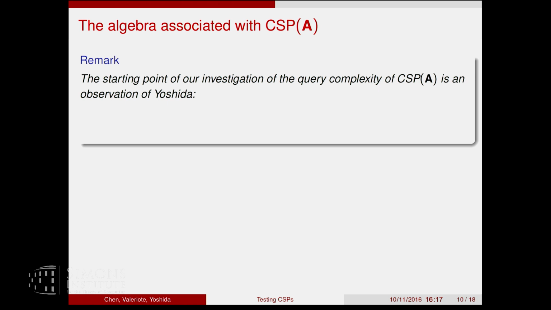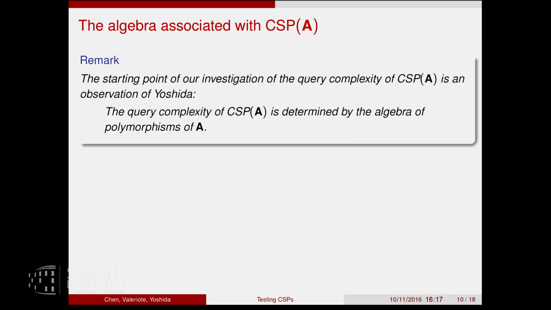Yeah, and in some sense, the reason I'm involved in this is because this is essentially an algebraic problem. The observation of Yoshida is that the query complexity of CSP of A is determined by a particular algebra. This is the algebra of polymorphisms of the structure, and this is something that Libor talked about yesterday.